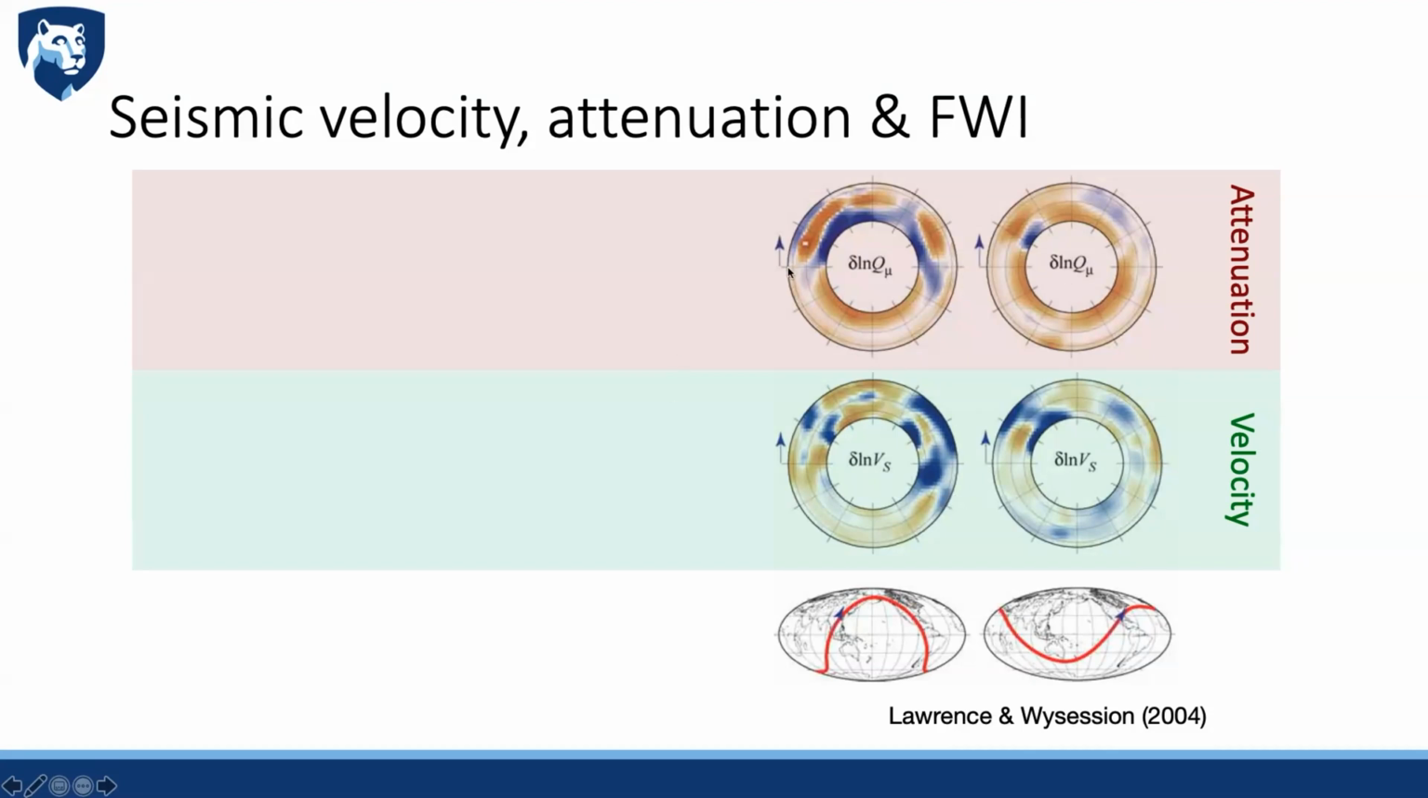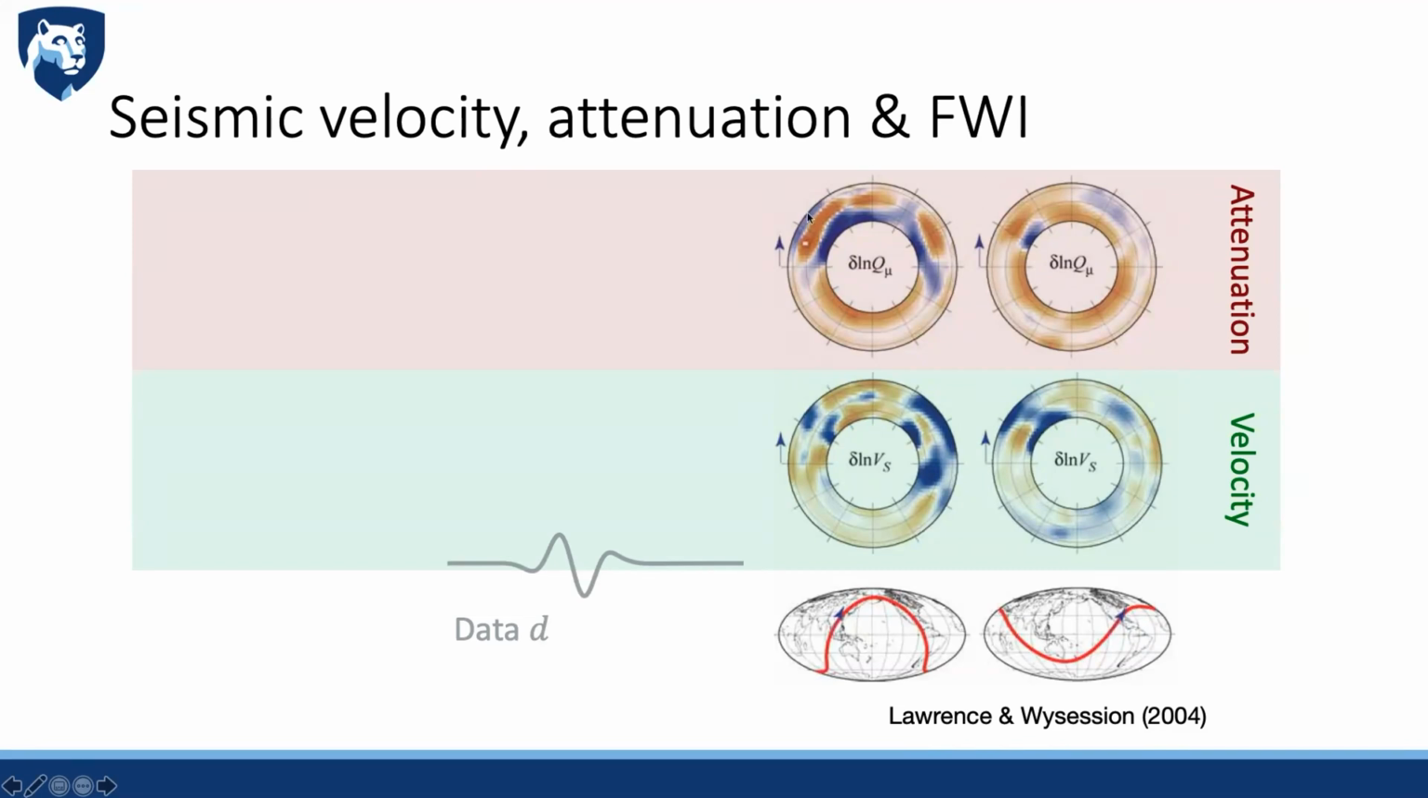So if we have independent estimation of both attributes, we can have better constraints of the Earth's interior. And this is the ultimate goal of our work, which is to produce reliable and independent velocity and attenuation models simultaneously. And we do that with a method called full waveform inversion, the FWI.